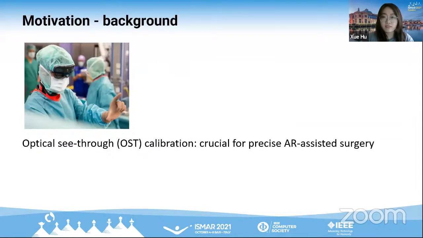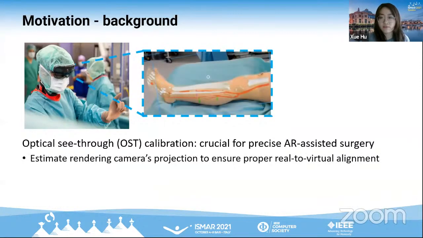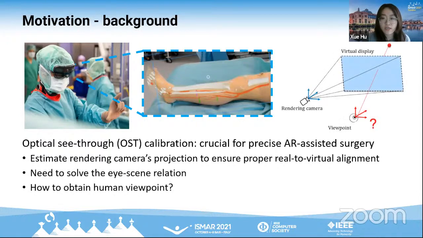The OST HMD has been proven useful for surgical tasks by projecting the virtual guidance in front of surgeons' eyes and preserving their natural view of the patient. The surgical intervention can be completed in an immersive and safe way. To ensure accuracy, the projected AR content should be locationally consistent with patient anatomy from the surgeon's perspective. This leads to the topic of OST calibration, which aims to correct the AR headset's rendering pipeline according to users' perception. While the first-person observation is not recordable, we need to solve the eye-seeing projection.